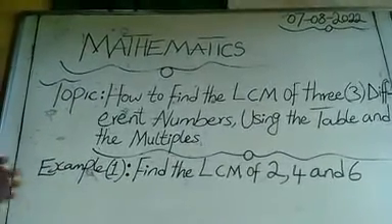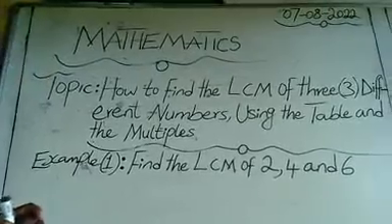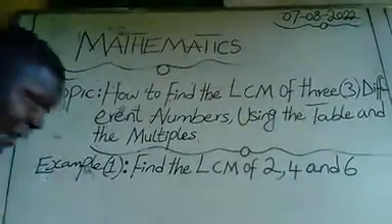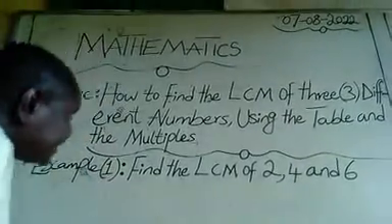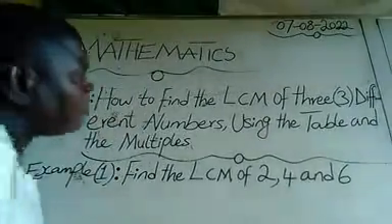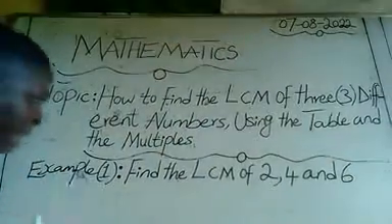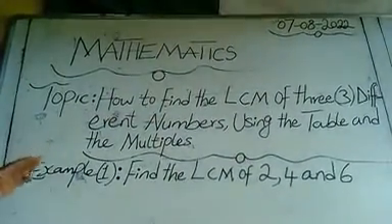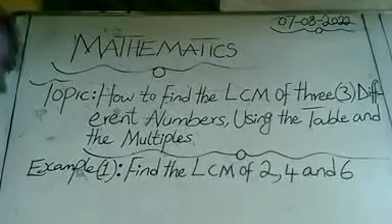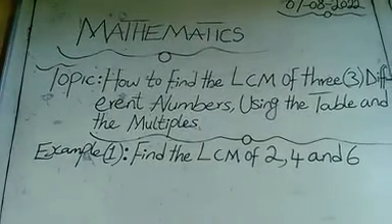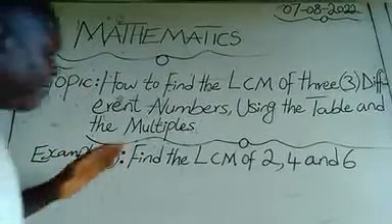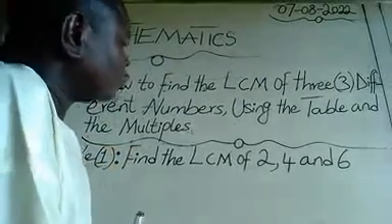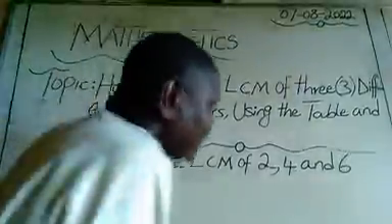Mathematics topic: how to find the LCM of three different numbers using the table and the multiples. Example 1. Find the LCM of 2, 4, and 6.